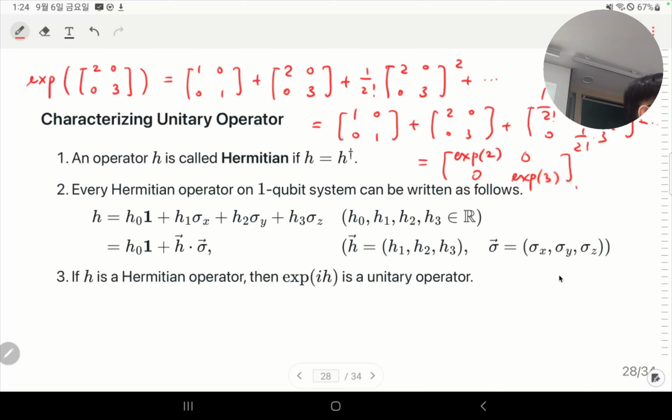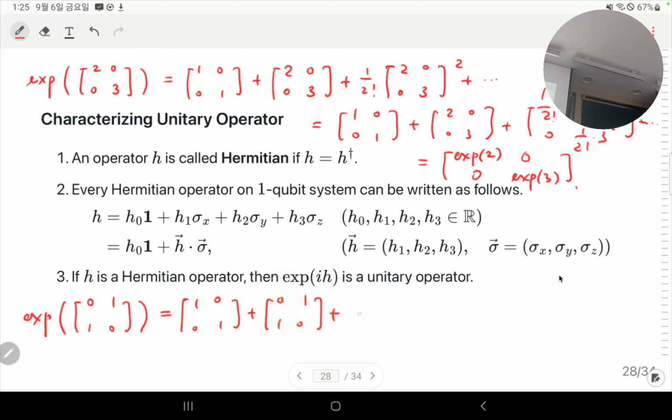By the way, that's because we have a diagonal matrix. If you have a non-diagonal matrix, let's see what happens. Exponential of 0, 1, 1, 0. I'm telling you that if you take the exponential of a matrix, it's not taking the exponential of each element. It's not that way, okay? So it's 1, 0, 0, 1, plus 0, 1, 1, 0, plus 1 over 2 factorial. Here you have to take the square. Now if you take the square, it's the identity again. Then 1 over 3 factorial times 0, 1, 1, 0, right?